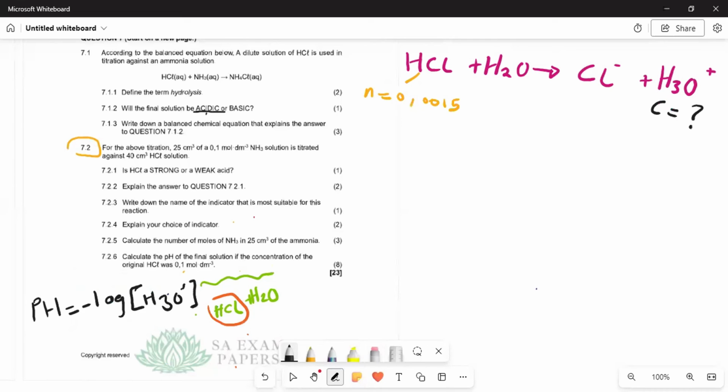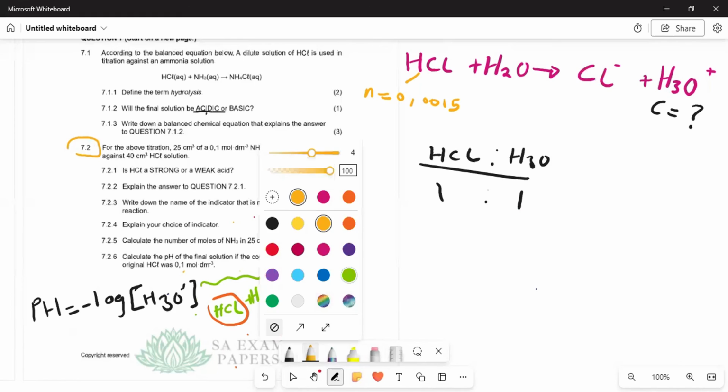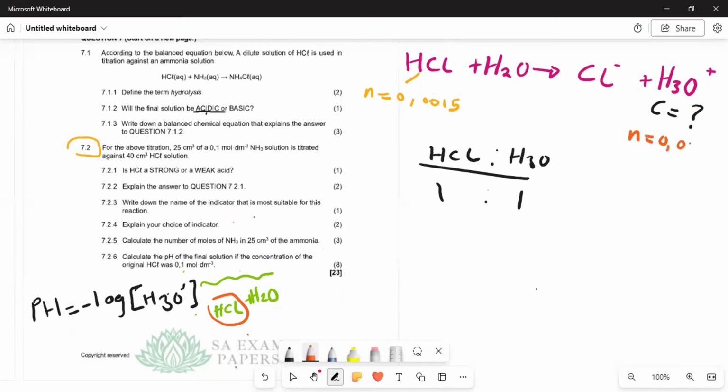Now, using ratios, I can find the number of moles for H3O. How? The ratio of your hydrochloric acid and your H3O is basically 1:1, meaning that they would both have the same number of moles. So my number of moles for this H3O would still be 0,0015, making use of ratios. Now, the only thing that would enable me to find the concentration is if I find the volume, because remember this formula, C is equal to n over V. We need to find the volume. Now, what would be your volume?